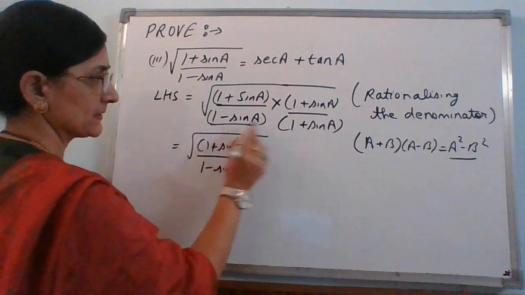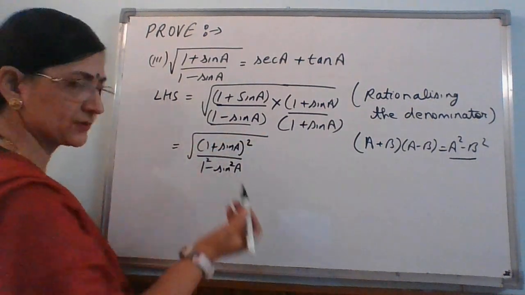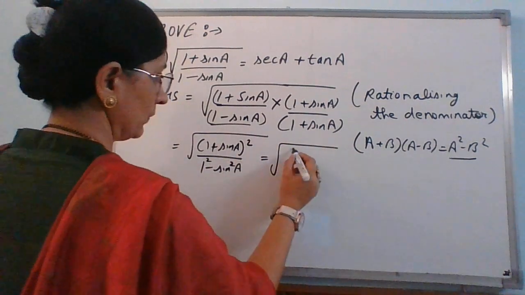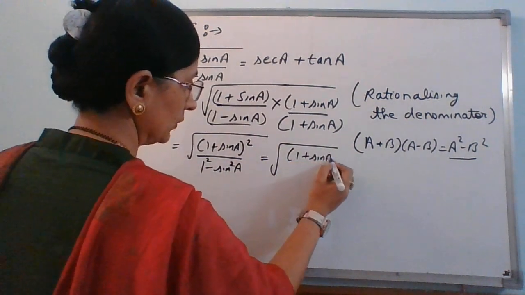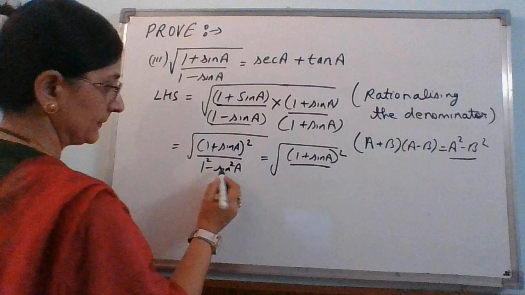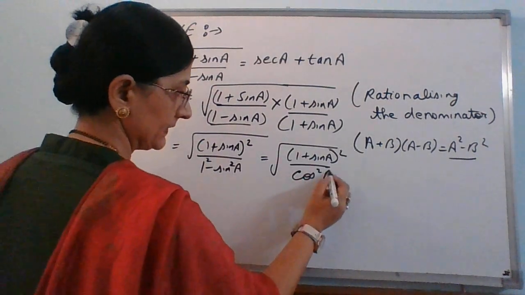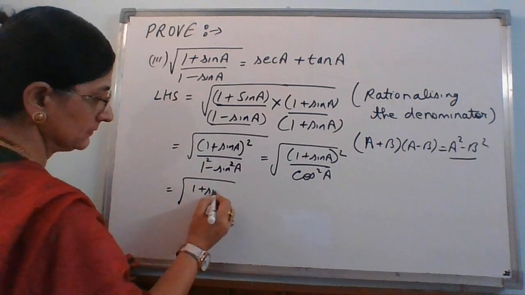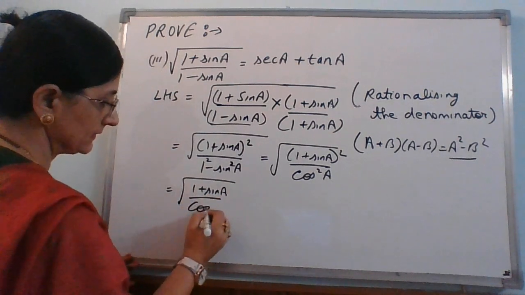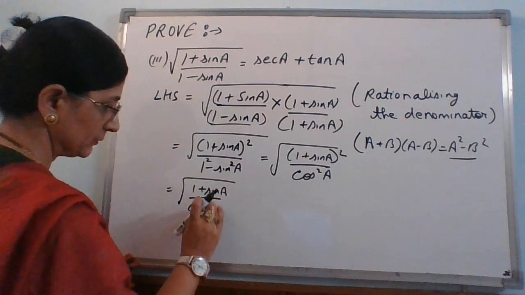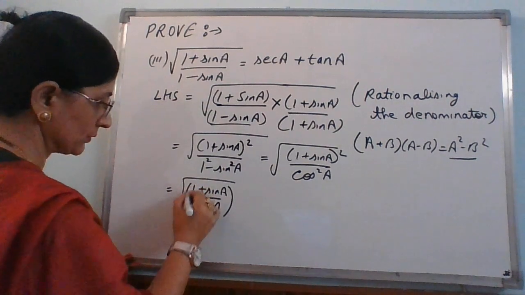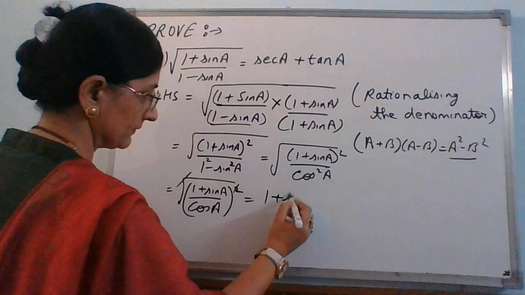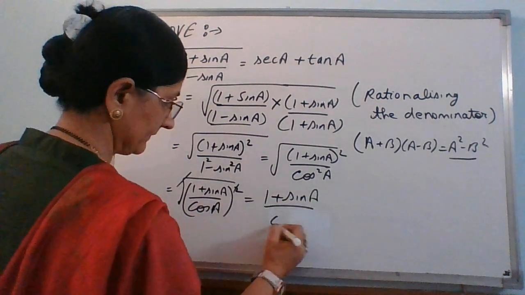In the denominator, A plus B, A minus B gives A square minus B square. 1 square is 1 only. So it becomes 1 plus sine A whole square upon 1 minus sine square A, which is cos square A, since both are in square. You can write the whole square outside both numerator and denominator, a common square there. Root and square cancel, so we are left with this part only.